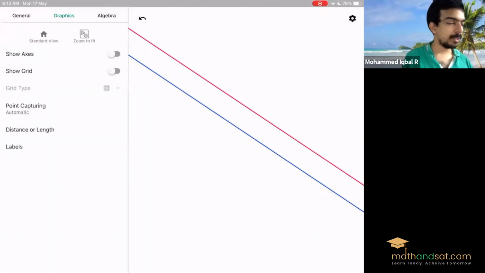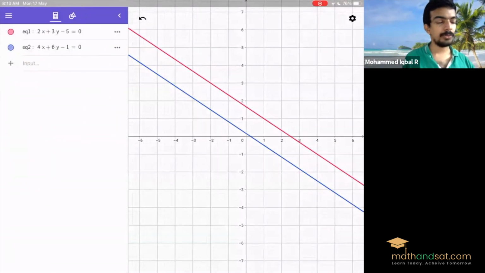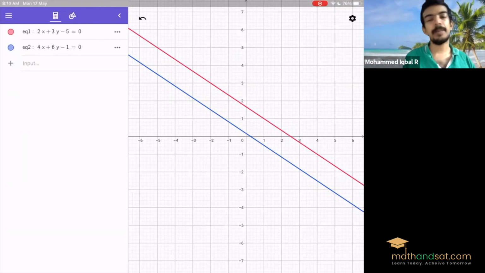That is also true. The y-intercepts are different. X-intercepts are different. They are different lines. But they are parallel.